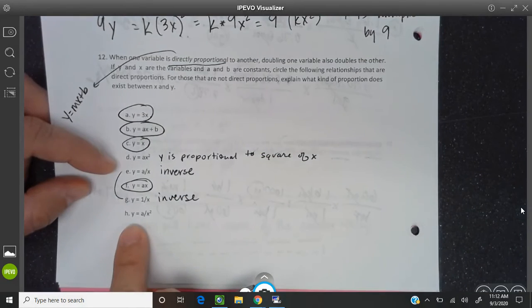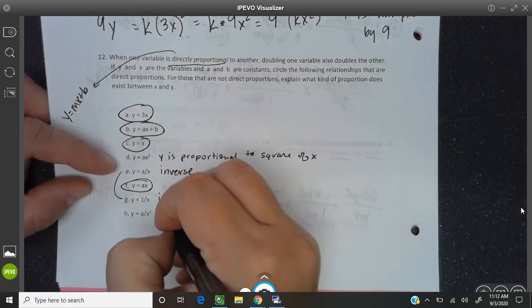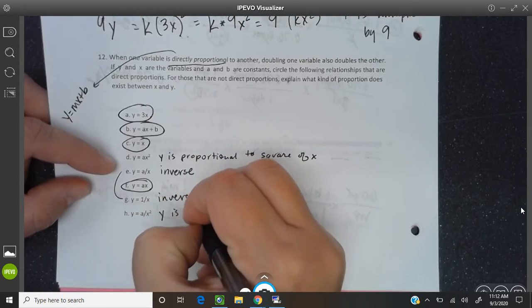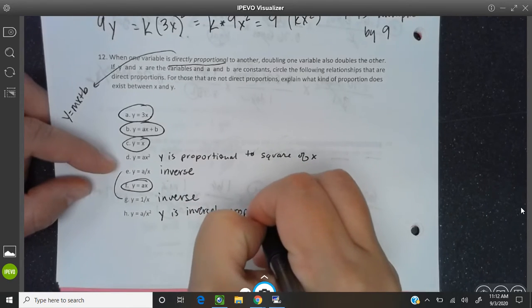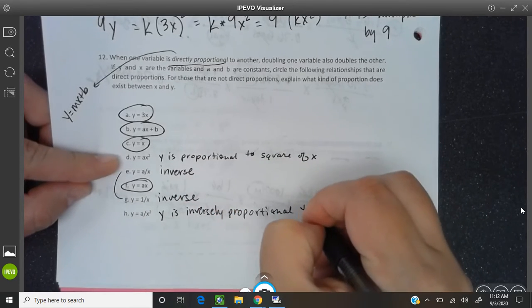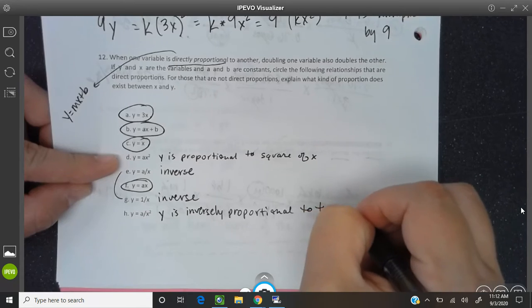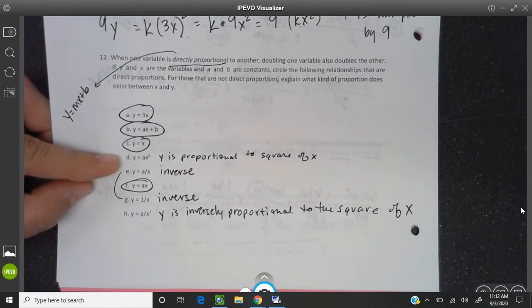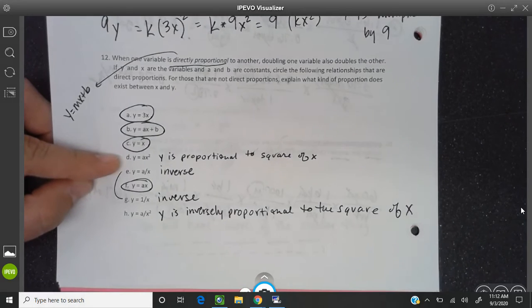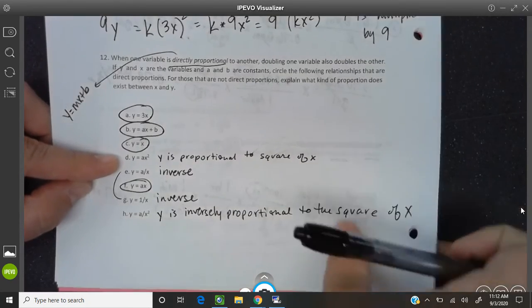What about H? Is that proportional? Proportional? No, this is y is inversely proportional to the square of x. Whew. That's complicated. You guys have any questions about that section? No questions? All right, last bit.